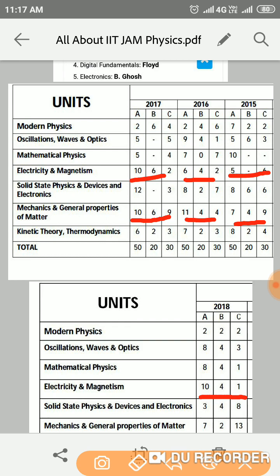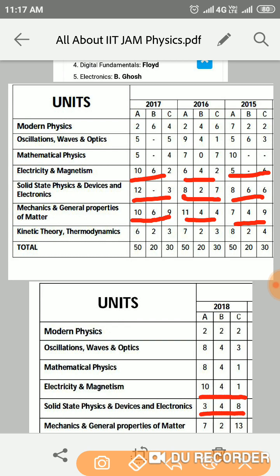Now the next important topic is electronics. Solid state and electronics is also a very important topic for JAM. 15 marks of questions were asked in 2018, 15 marks were asked from electronics in 2017, 17 marks of questions came from electronics in 2016, and 20 marks of questions were asked from electronics in the 2015 exam. So you can expect anywhere between 17 to 18 marks of questions from electronics.